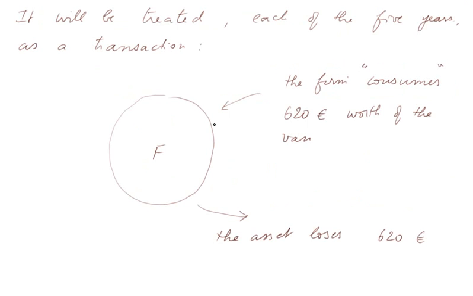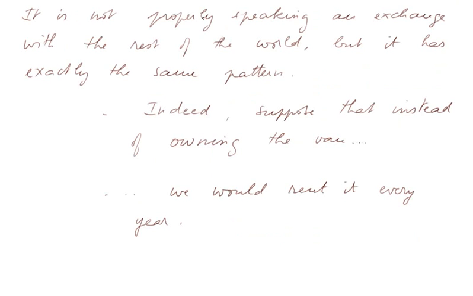Here's the firm. The asset, the van, loses 620 euros and the firm consumes 620 euros worth of the van. I did not represent the rest of the world because it's not exactly a transaction with the rest of the world. It is not, properly speaking, an exchange with the rest of the world, but it has exactly the same pattern.